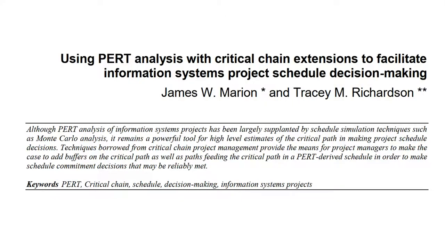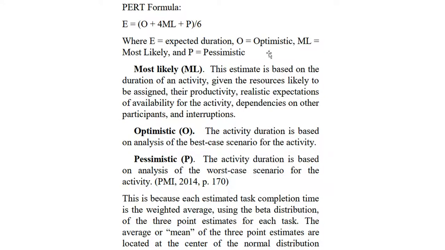First of all, here is a paper I wrote together with Dr. Tracy Richardson a few years ago. It's called Using PERT Analysis with Critical Chain Extensions to Facilitate Information Systems Project Schedule Decision Making. The reason it says information systems is because this was done on a sample case using an information systems project, but it could be any project. So let's get started with PERT analysis and just remind you how this works.